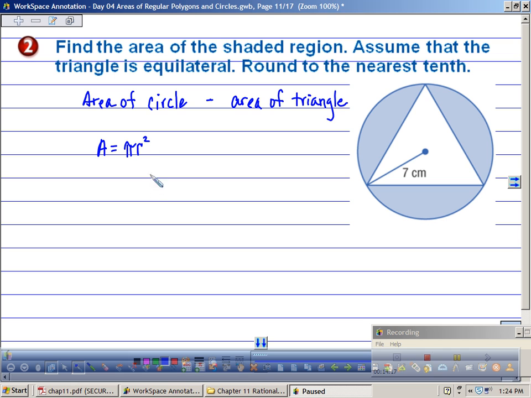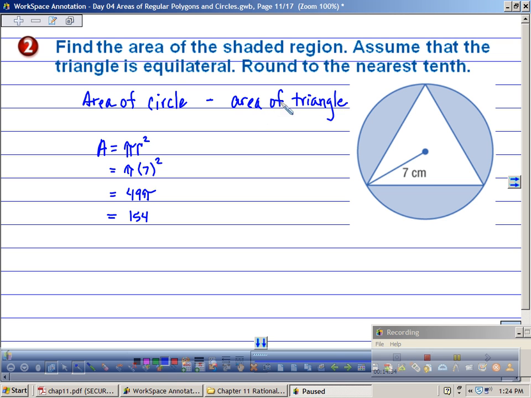Pi r squared. We already know what the radius is. What is it? 7 squared, which is 49 pi. And if I put that in a calculator, I would get 154. That part's easy.